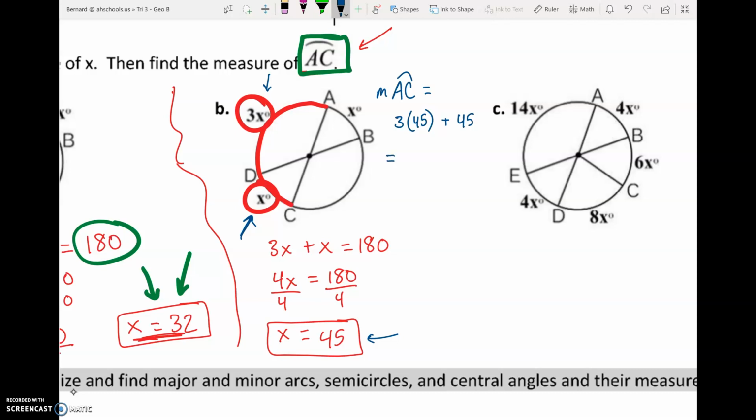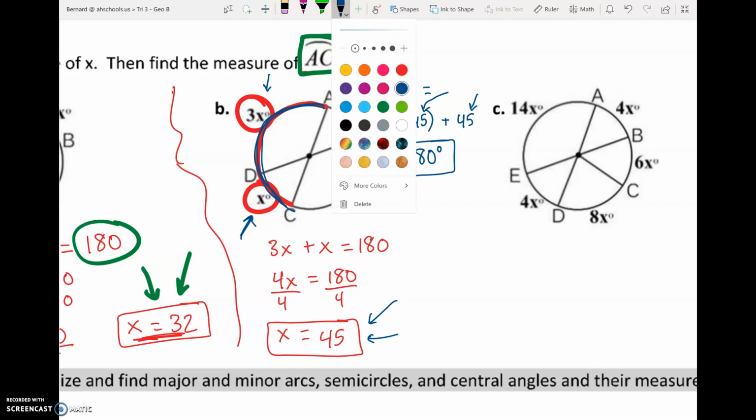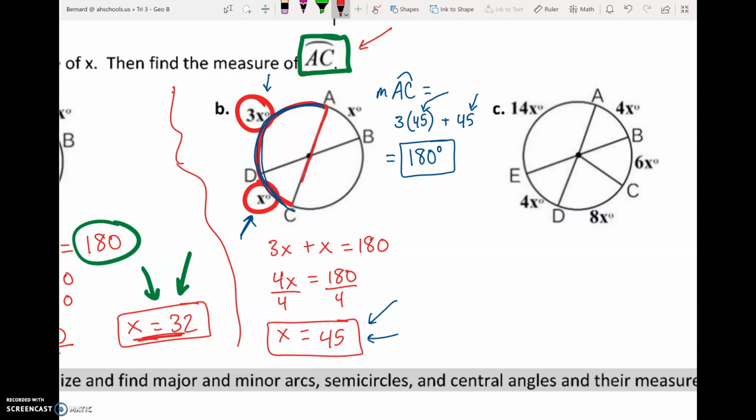3 times 45 is 135. 135 plus 45 is 180. So arc AC equals 180. We got that by solving for x and plugging it back into each x that is located on the AC arc. Now, we could have done that a simpler way because we knew that AC, this AC, was a diameter.